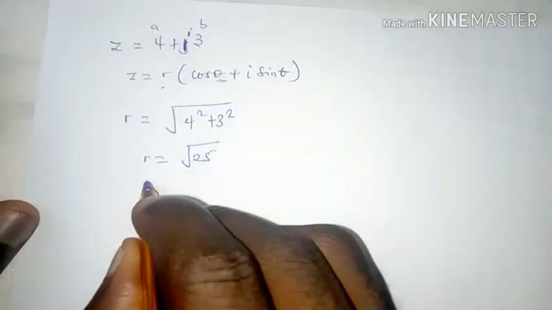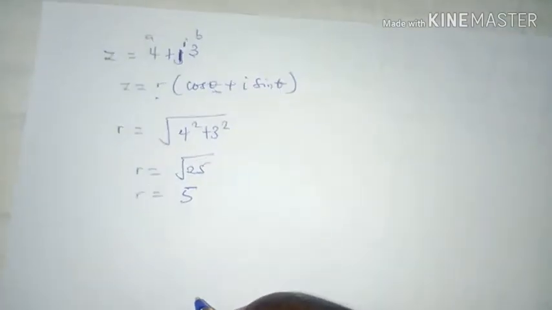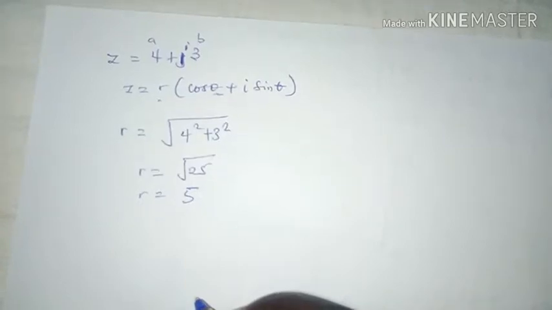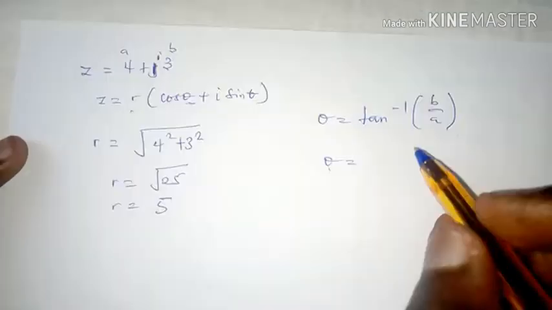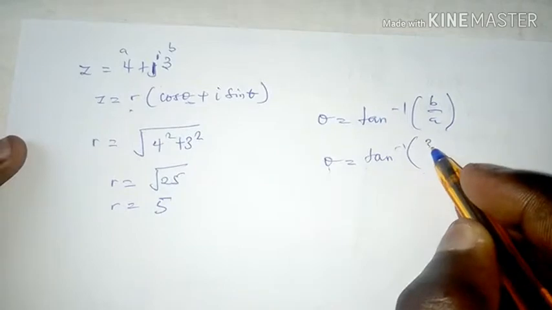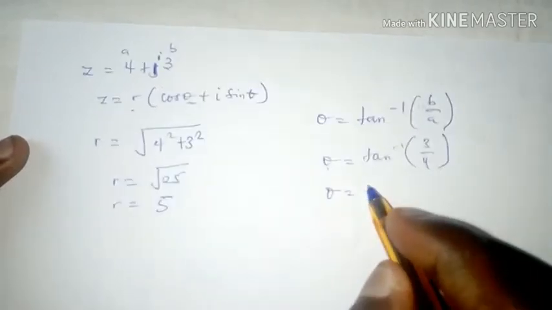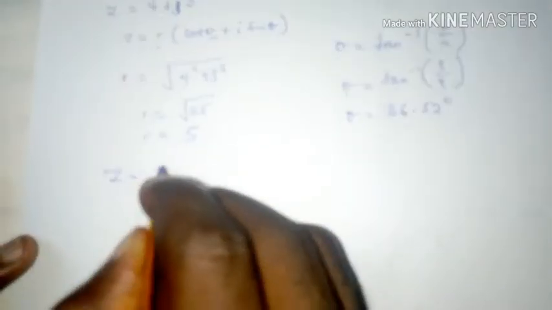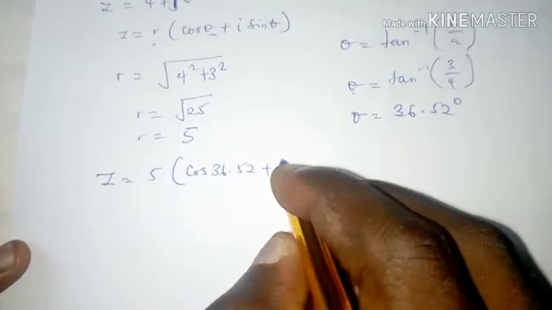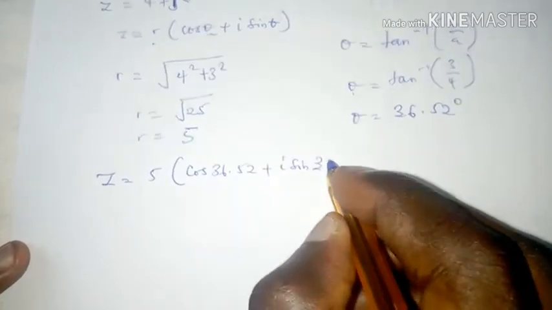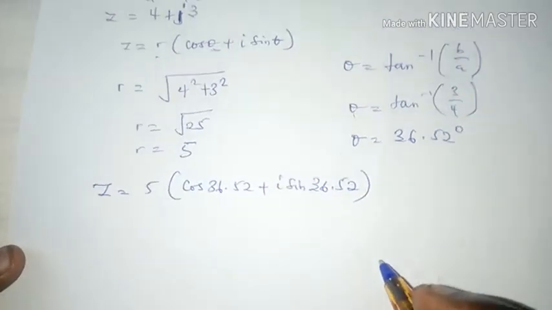What about theta? Our theta is the tan inverse of b over a. So our b is 3, a is 4. So you get tan inverse of 3 out of 4. And then our theta becomes 36.52. So it becomes 5 multiplying cos of 36.52 plus i sine of 36.52. So we've actually changed which was in the vector to the polar form.